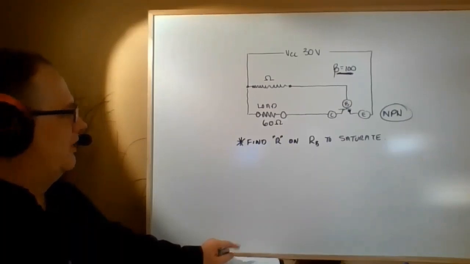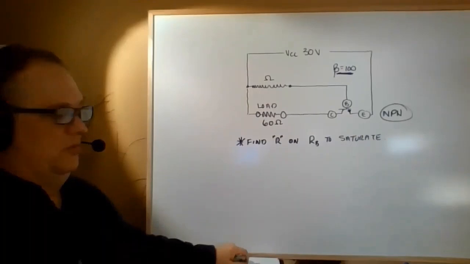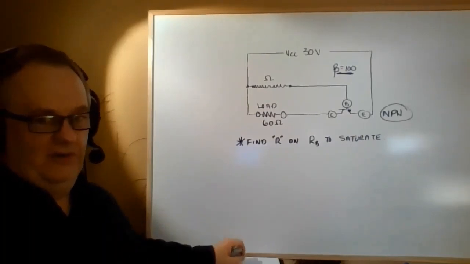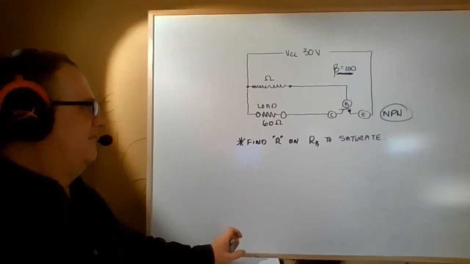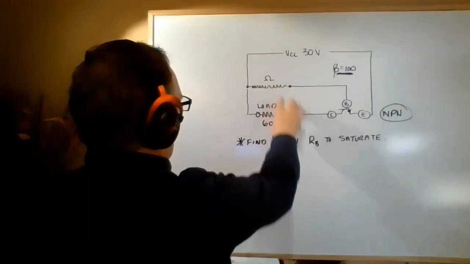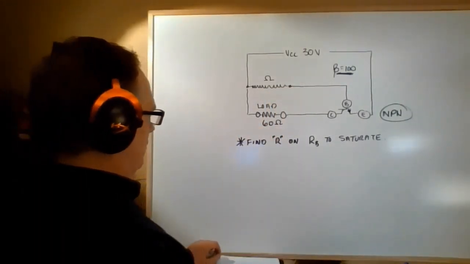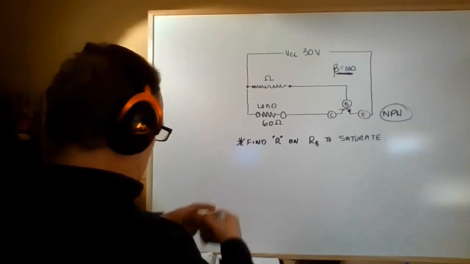What we want to know is what resistance on this base resistor will bring this transistor to saturation. Now, saturation we said was when we have the maximum amount of possible current through our load. Now, what is the maximum possible current through the load? And here's how we actually figure it out.